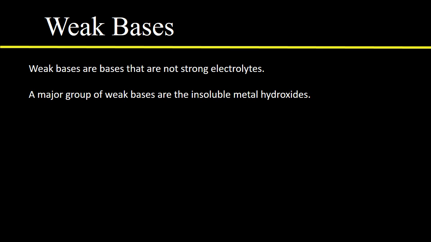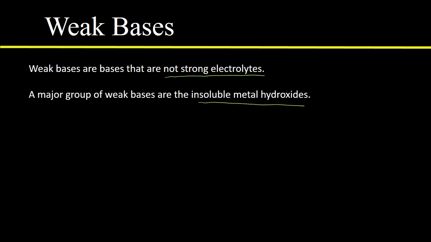All right. And then, of course, there are also weak bases. Weak bases are things that are capable of furnishing a hydroxide ion, but they are not strong electrolytes. In 1106, when we talk about acids and bases in more depth, we'll have a broader definition of weak bases. But for now, I will say among the most common weak bases are the insoluble metal hydroxides.